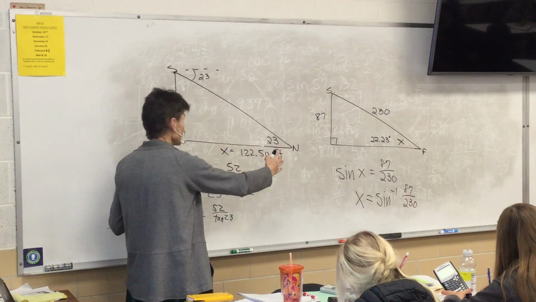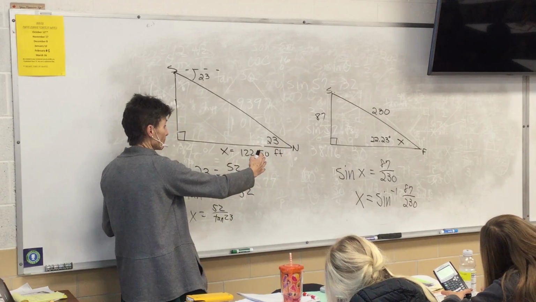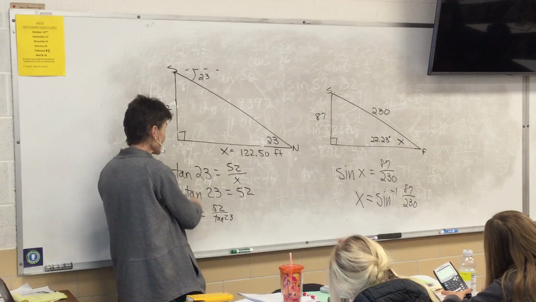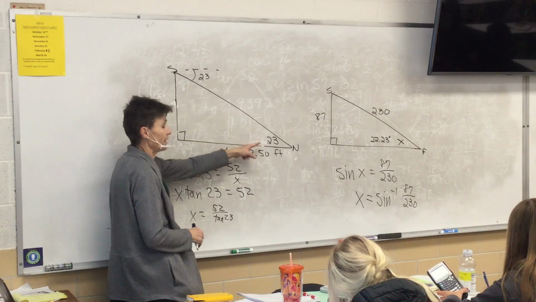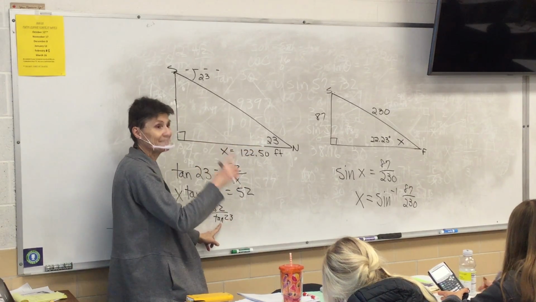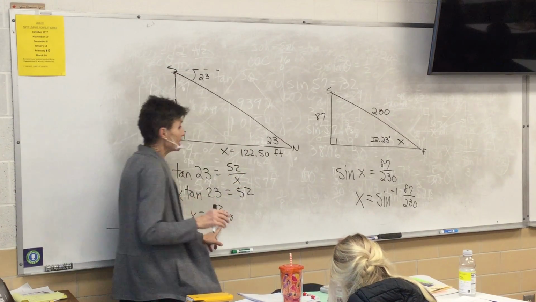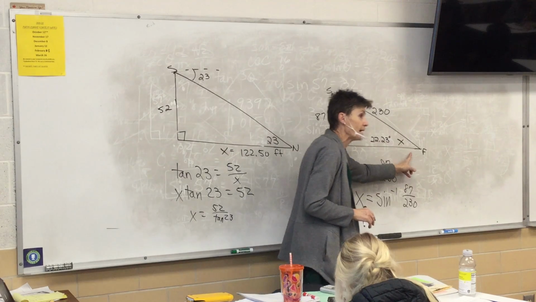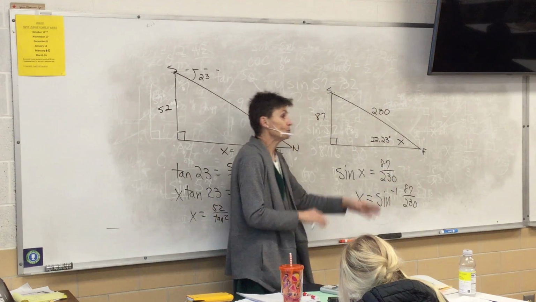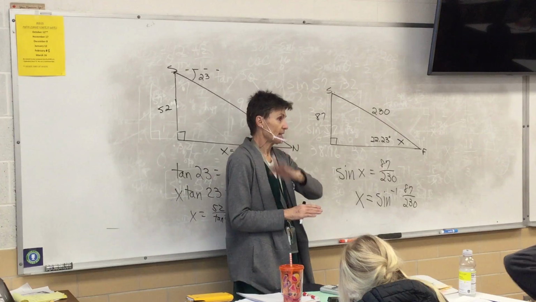So I want you to compare these two problems. If you know the angle, then you use regular tangent, cosine, or sine. If you're looking for the angle, then you must do second sine, cosine, or tangent.